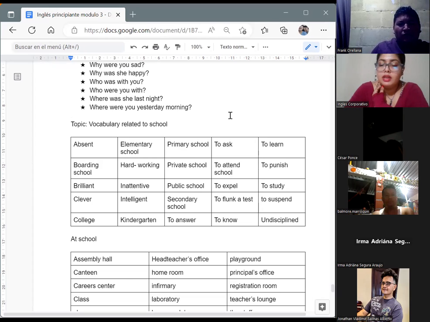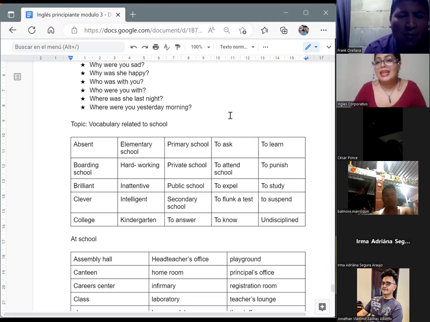Brilliant es alguien brillante, que tiene muy buenas ideas y que sabe utilizarlas a su favor. Then we have clever, alguien que es ingenioso, que sabe resolver diferentes situaciones de manera muy inteligente. Then we have college, that is la universidad. Then we have elementary school, que es la, in this case we have, it is not like la primaria, pero es de primero a sexto, ¿verdad? Exactamente, the elementary school es ese tipo de grados en los que vemos nosotros.